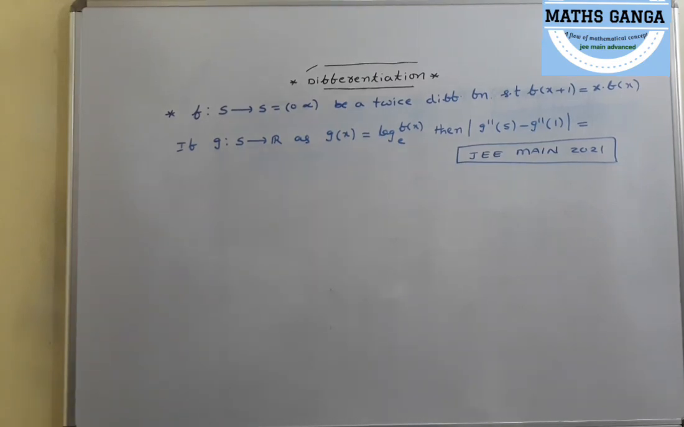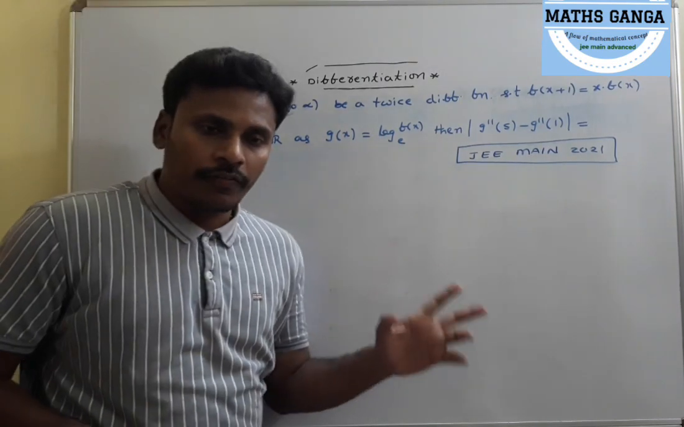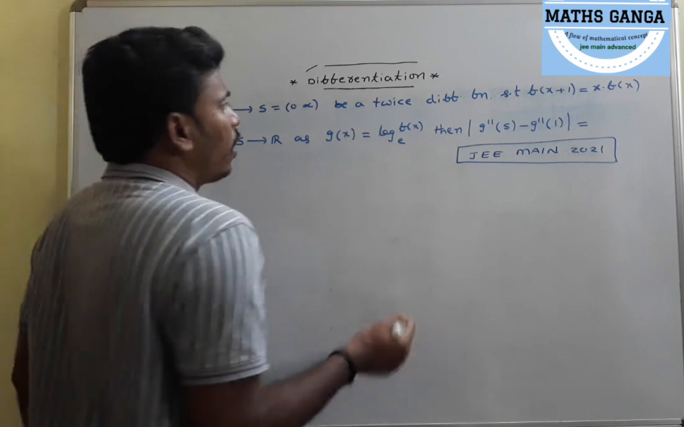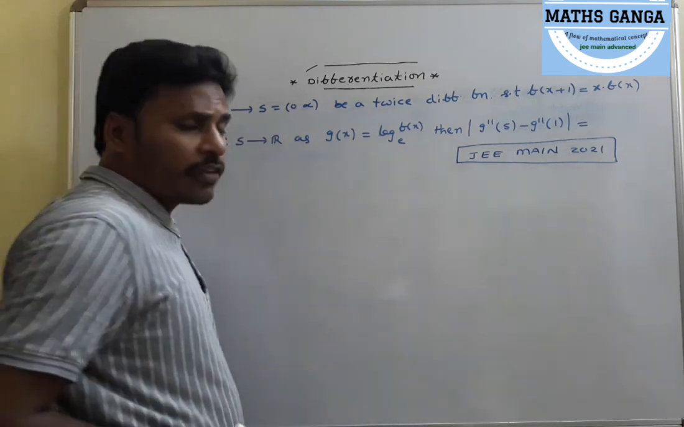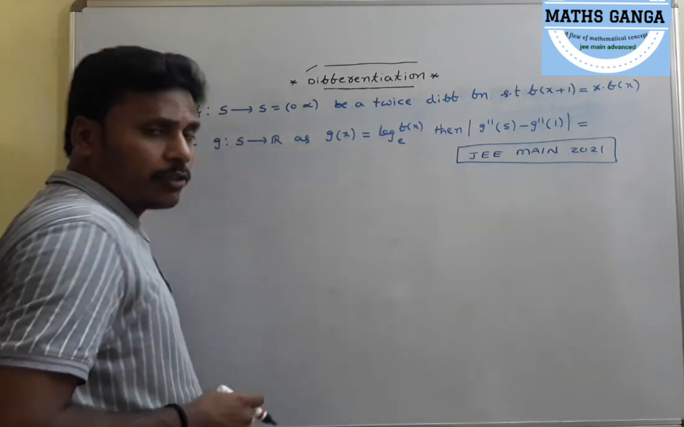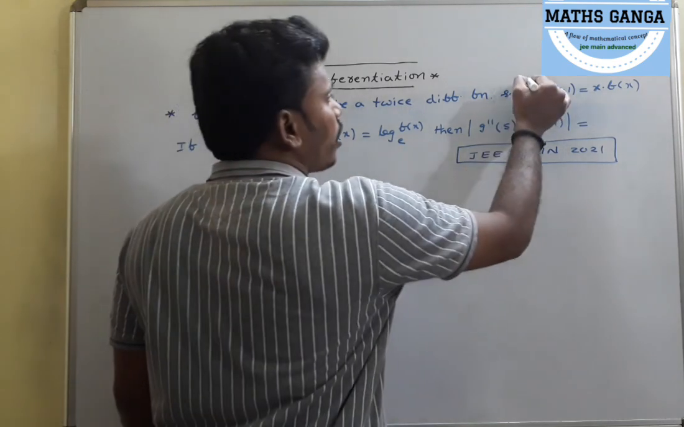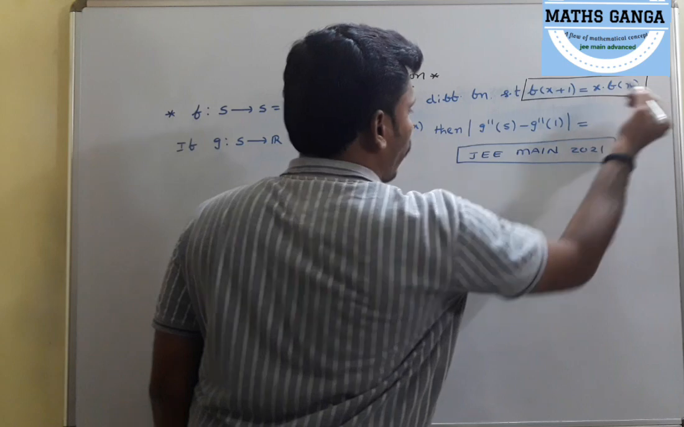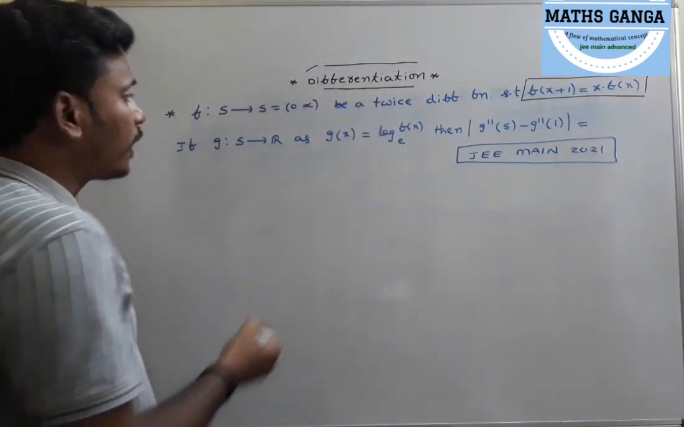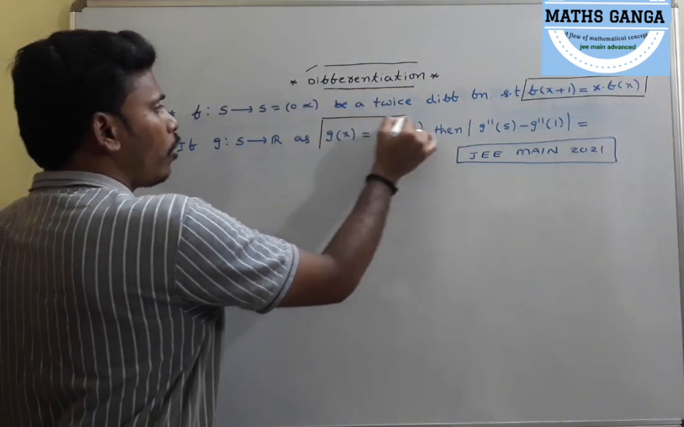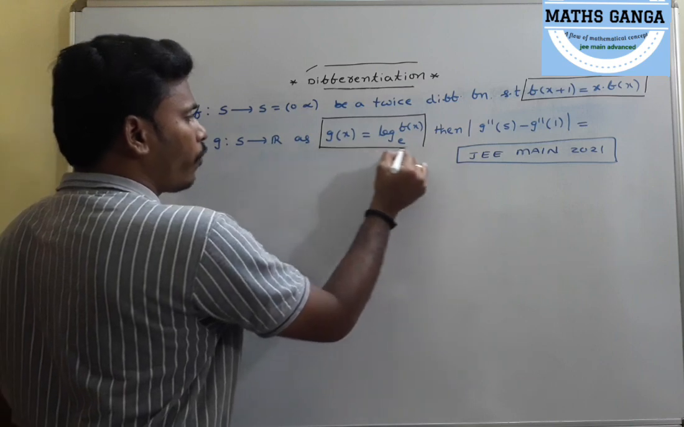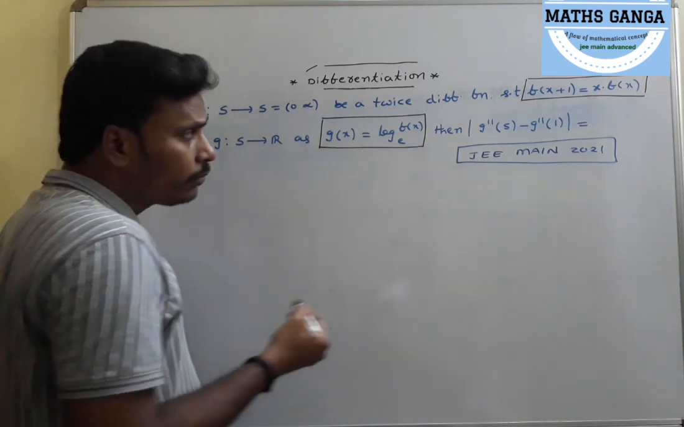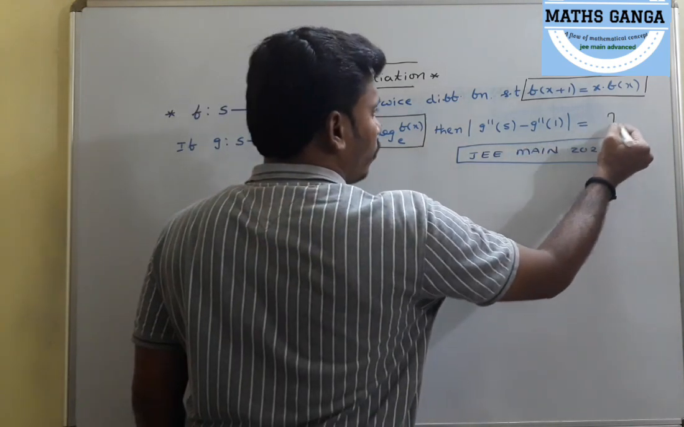So look at the problem. It's another JEE Main's 2021 problem from differentiation. Given f is a twice differentiable function from (0, infinity) to (0, infinity), and this relation is given as f(x+1) = x f(x). That's one relation. And the other relation is g(x) = logarithm of f(x) to the base e.